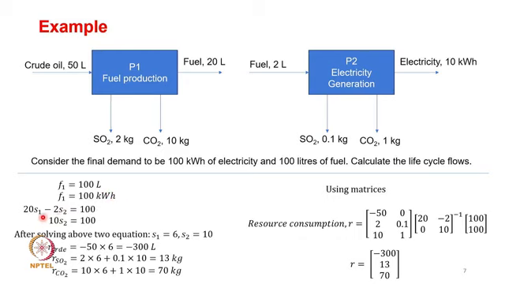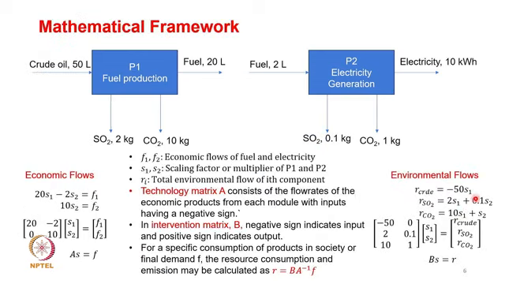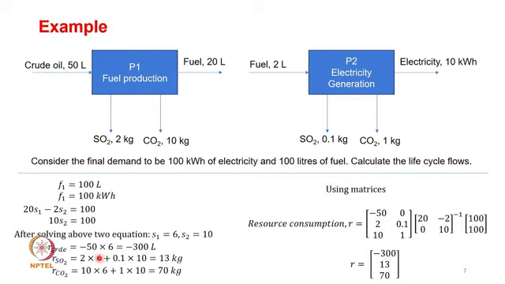So we can easily write 20 S1 minus 2 S2 is equal to 100, and 10 S2 is equal to 100. On solving this equation, you will get S1 is equal to 6 and S2 is equal to 10. Once you have S1 and S2, we can plug them back over here, and this would result in R crude equal to minus 300 L, R SO2 is equal to 13 kilogram and R CO2 is equal to 70 kilogram.